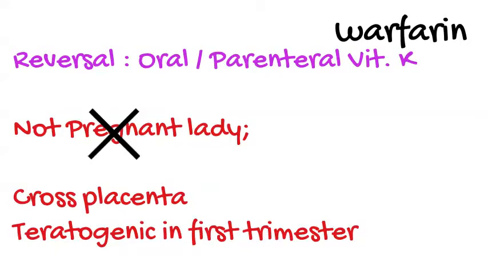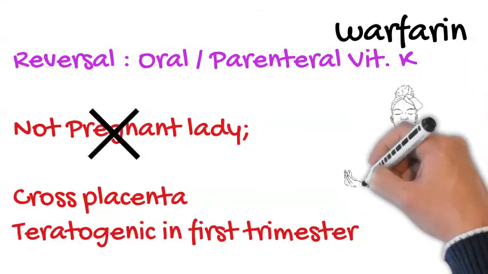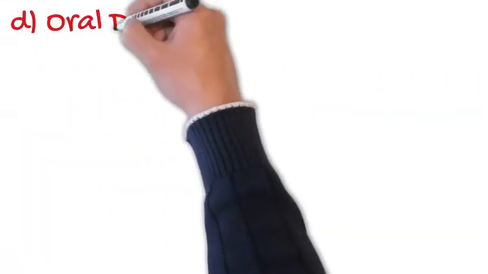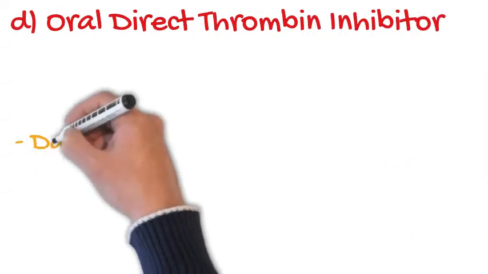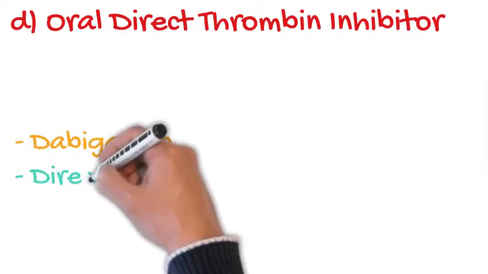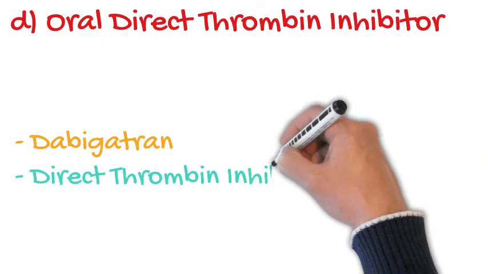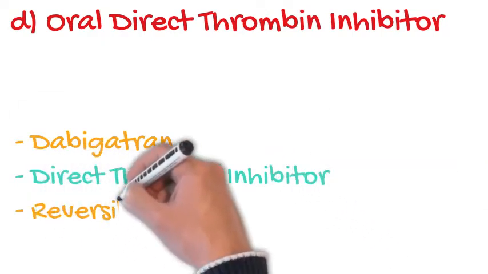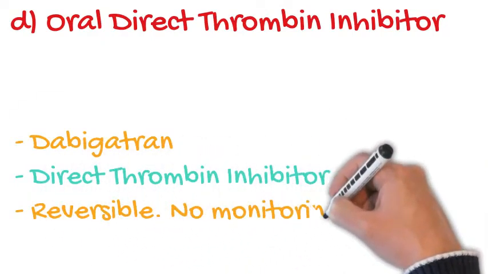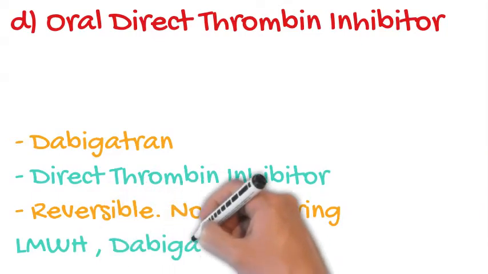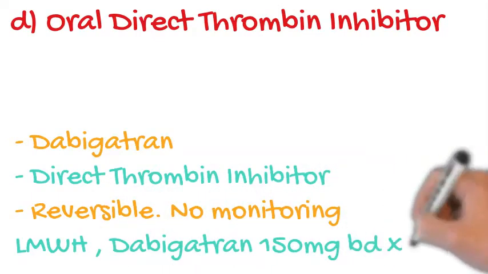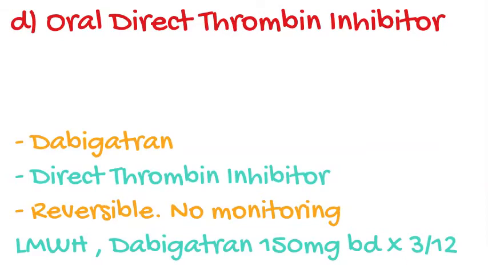D. Oral direct thrombin inhibitor. Example is dabigatran or Pradaxa. It is a direct thrombin inhibitor. It is reversible and it does not need monitoring. Initial treatment is started with a low molecular weight heparin at a therapeutic dose for 5 to 7 days, followed by dabigatran 150 mg twice daily for 3 months.